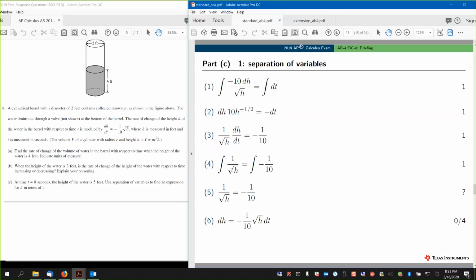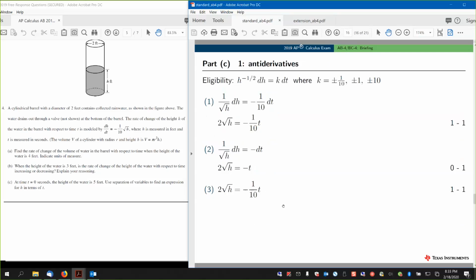In example 5, the student has not earned this first point yet. They could earn it with more work, but we don't have the integral symbols in there. The differentials aren't there, so that doesn't earn the first point. And in example 6, if this is all the work that we see on the page, this is a 0 out of 4. This is kind of a classic example of no separation of variables. That student doesn't earn any points in part C.